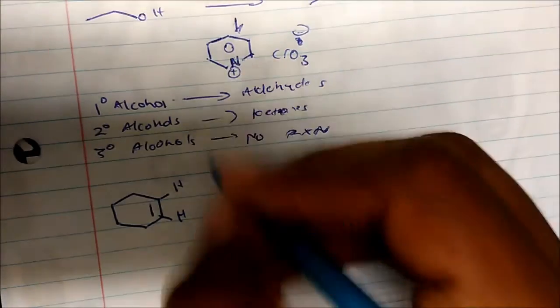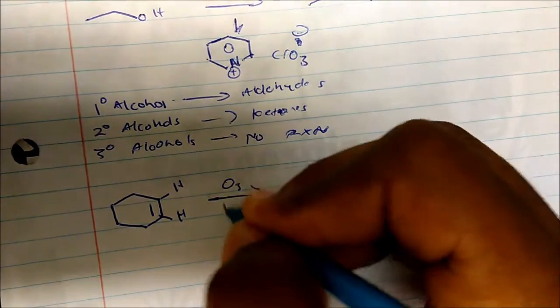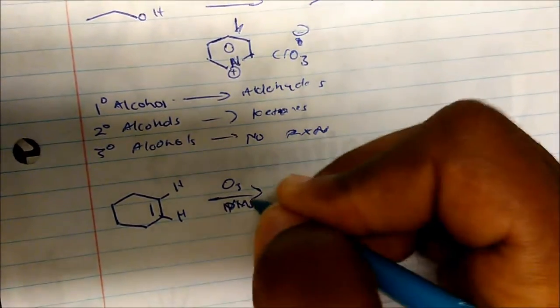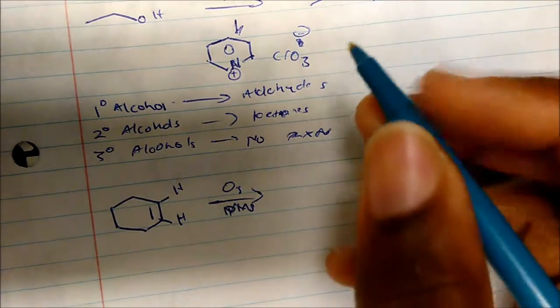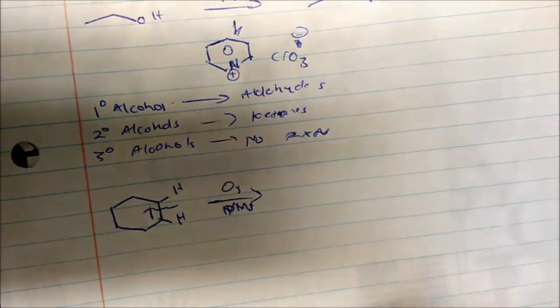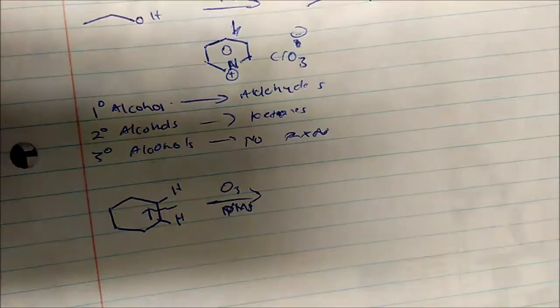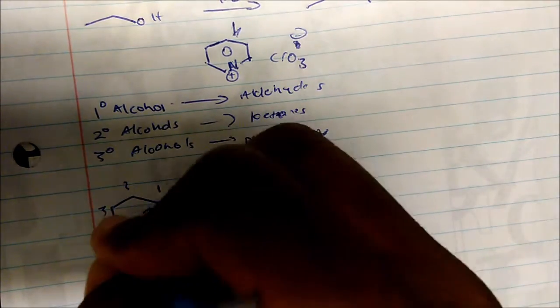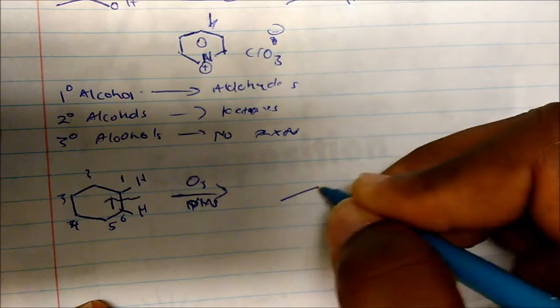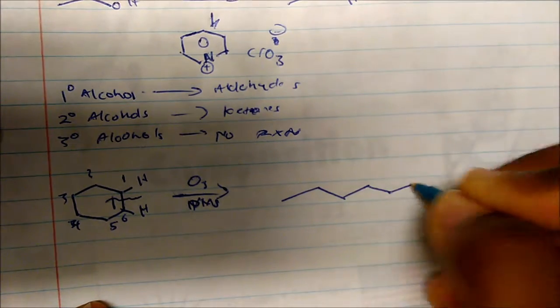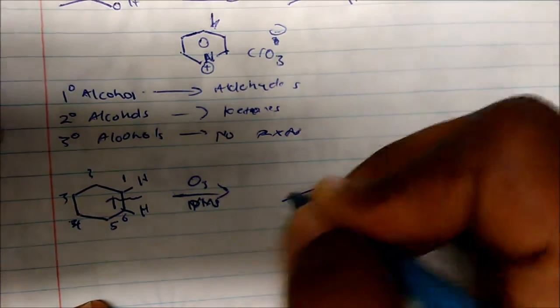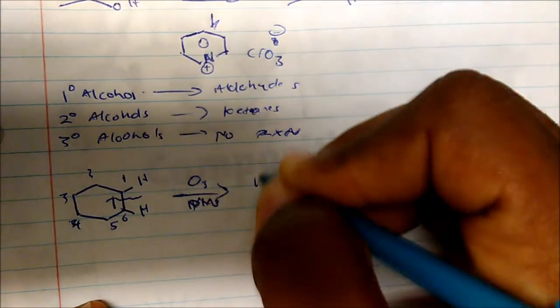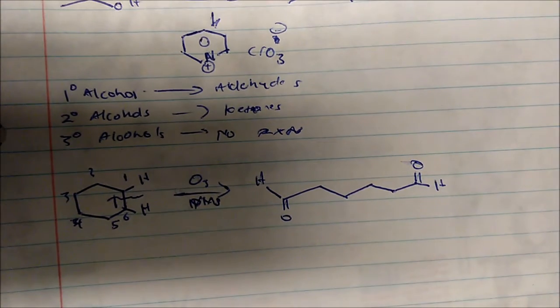If we take an alkene and we add O3 in dimethyl sulfide, or DMS, we'll actually cleave the bond, and we replace each end of the bond with an aldehyde. So therefore we have 1, 2, 3, 4, 5, 6 carbons. Looking at this, I have 2, 3, 4, 5, 6. I have my aldehyde, and I have my aldehyde here.